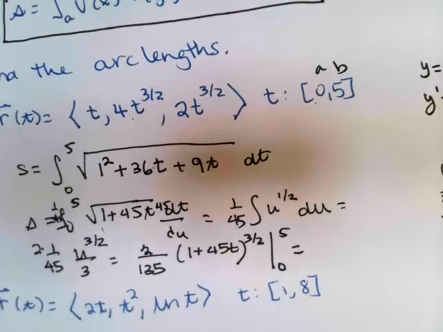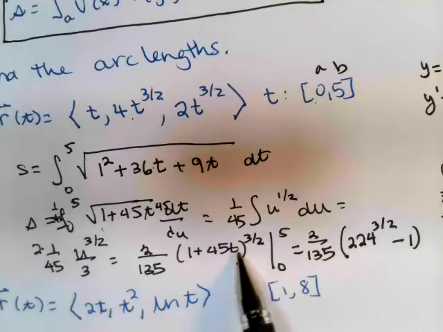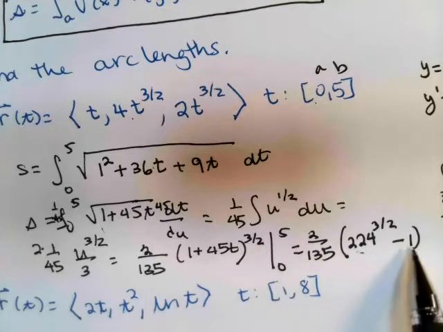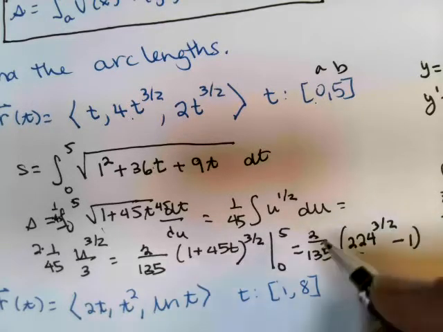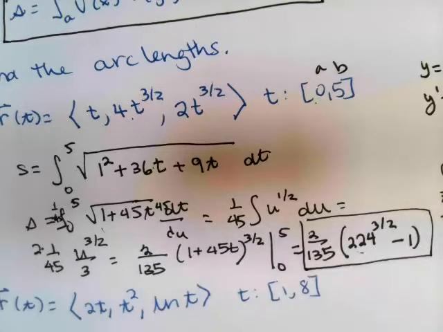Yikes. Okay, I'm going to pause, grab my calculator, find those values. So when I plugged the 5 in, I got 224. Plugging in 0, that's just a 1. 224 to the 3/2 didn't actually turn out to be anything nice, so I will just leave my answer like that. Okay, let's do one more.